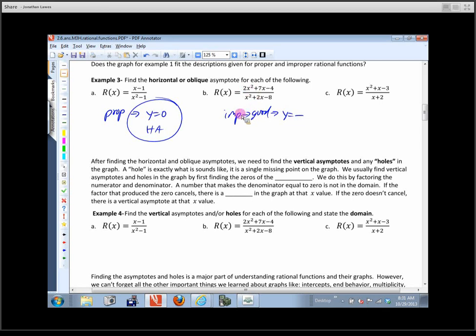What's the leading coefficient on the top? 2. Leading coefficient on the bottom? 1. You with me? So it's 2 over 1. So y equals 2 is our horizontal asymptote. Okay? Any questions? Okay, you don't need to write this down, but I do want you to watch.